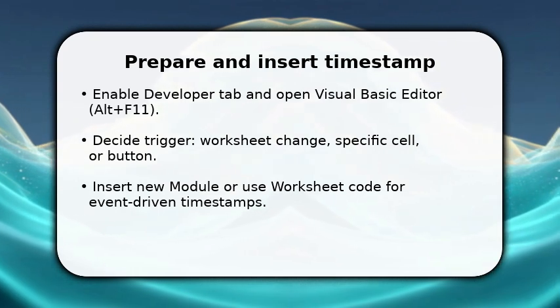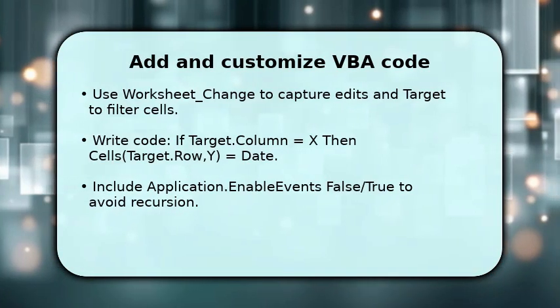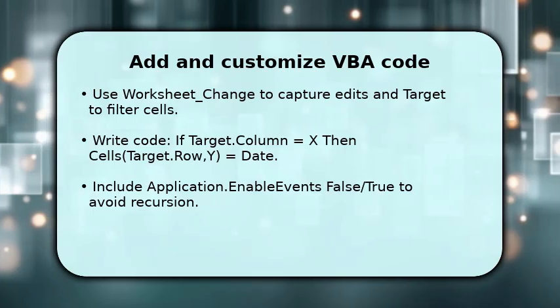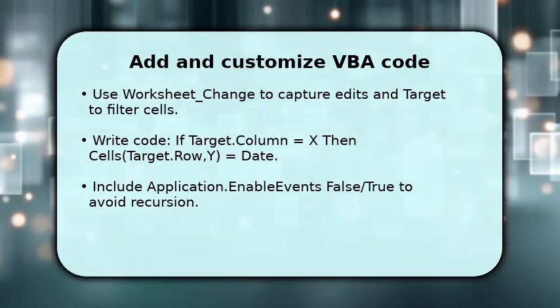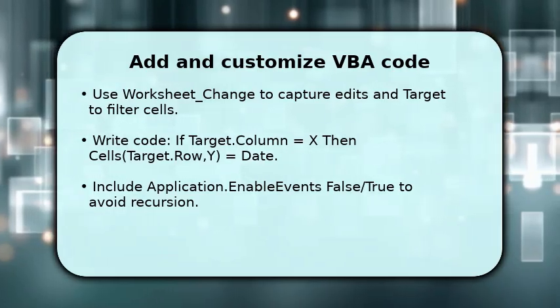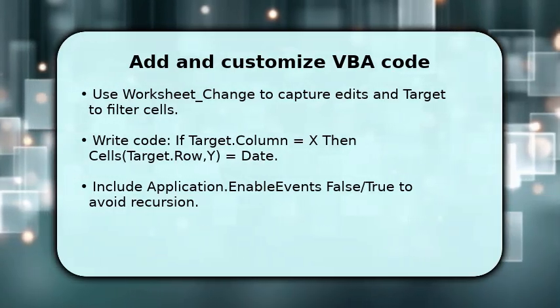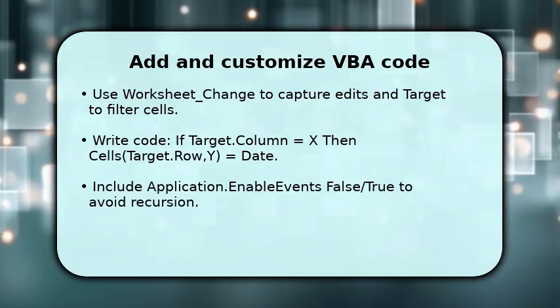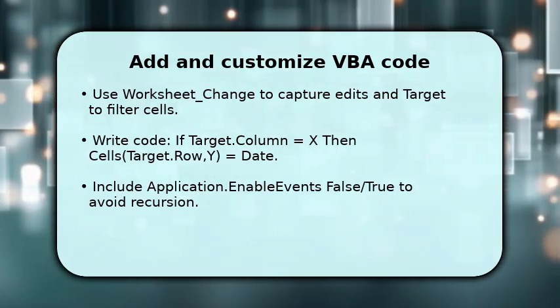Now you add the VBA logic that writes the date and prevents loops. Paste a worksheet change routine and filter by target.Column so only edits in your input column trigger timestamps. Use Cells(Target.Row, timestamp column) equals Date, or Now if you need time. Choose Date for daily stamps.